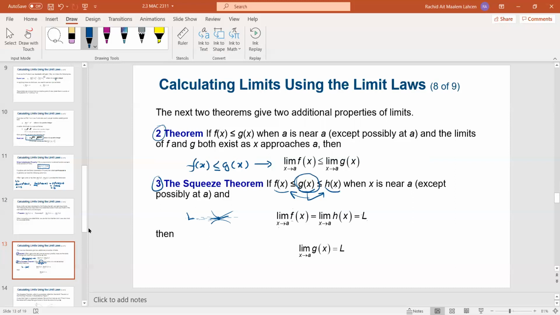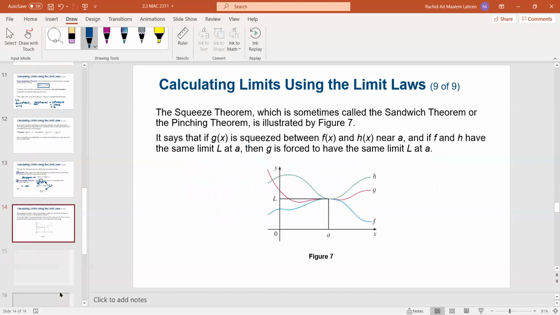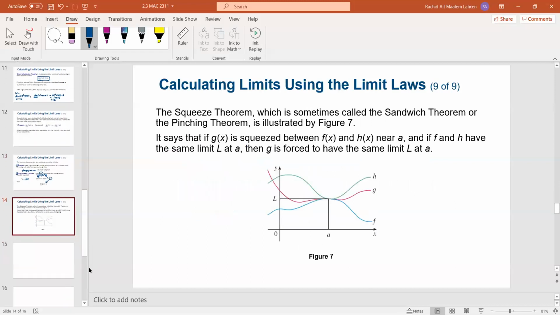So look at the lower one and the higher one, they both have the same limit. That dictates the one in the middle must have that same limit. So this is what we call the squeeze theorem, and it's important when it comes to these limits. All right, and this is a graph for it, and we'll do an example. The squeeze theorem is also called the sandwich theorem, that's another name for it.